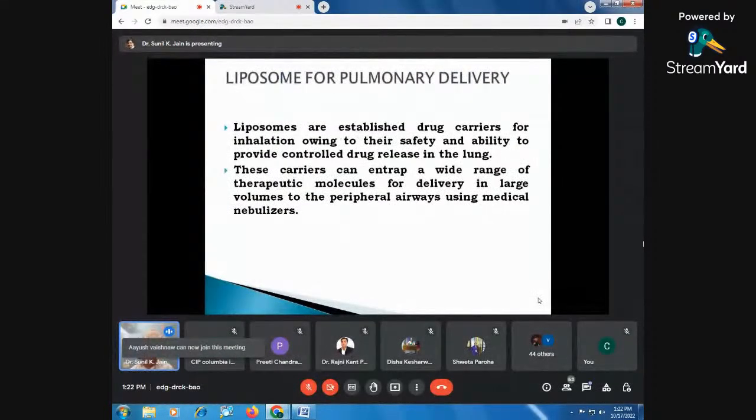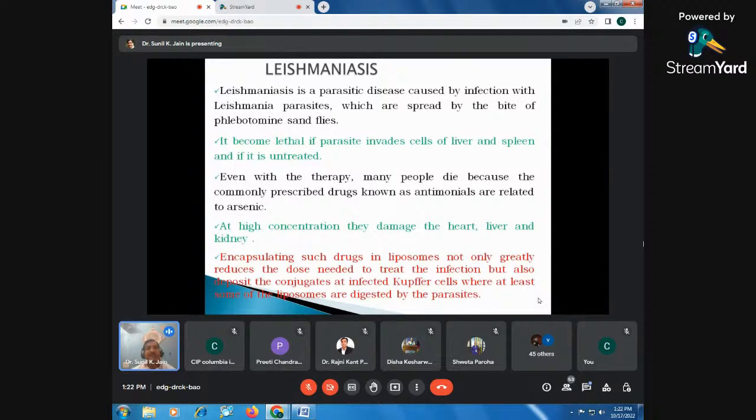We can use liposomes for pulmonary delivery, as we discussed earlier in the treatment of HIV, TB and malaria. Liposomes can be used as aerosolized or pulmonary delivery of various anti-infective agents. Now, leishmaniasis, I wish to discuss this. What is the role of liposomes and niosomes?